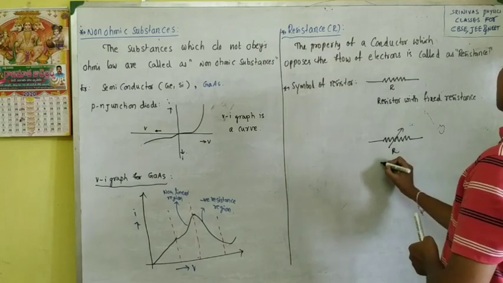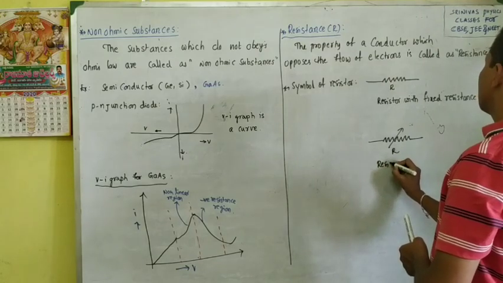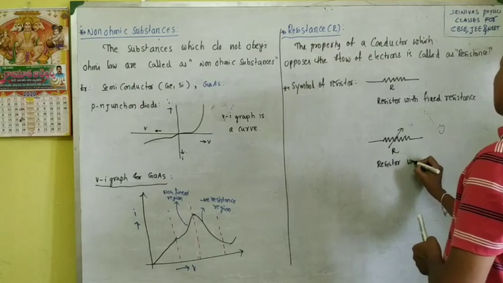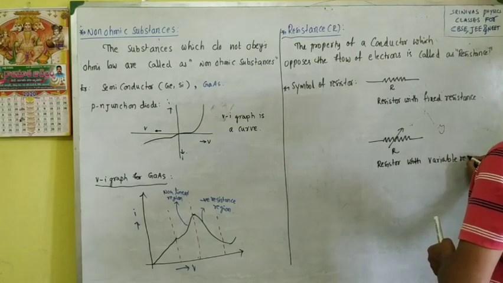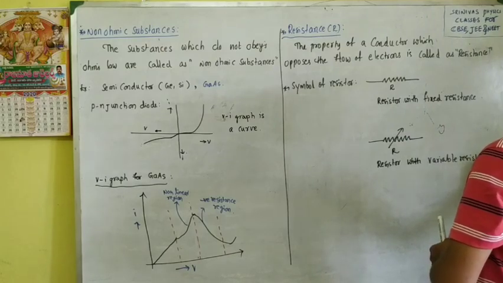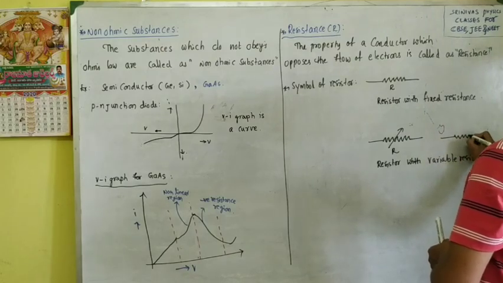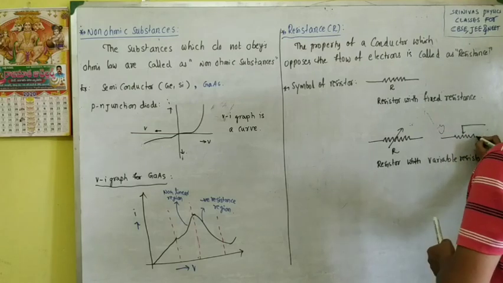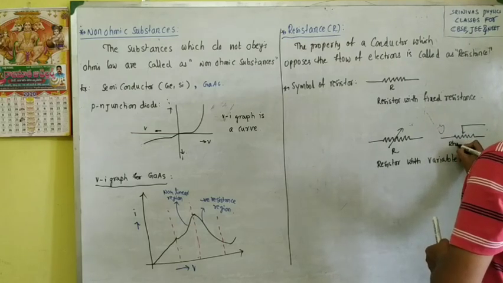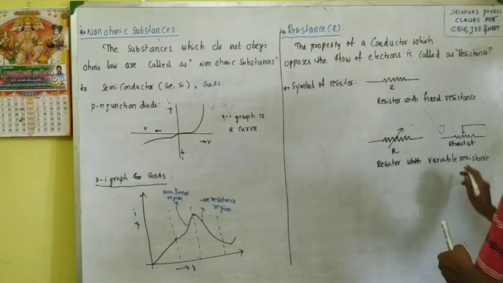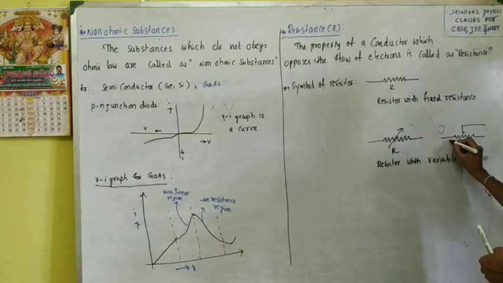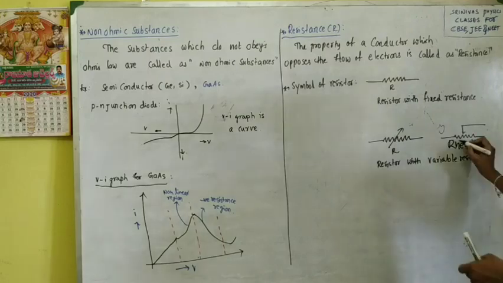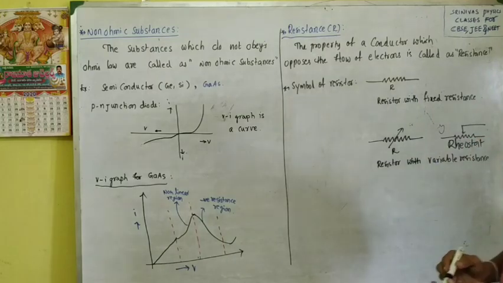And this is the variable resistor, a resistor with variable resistance. Sometimes we will use it like this also, that is said to be a rheostat. This is also a variable resistor. Rheostat is nothing but a variable resistor.